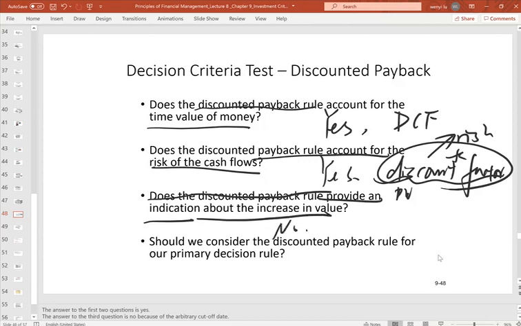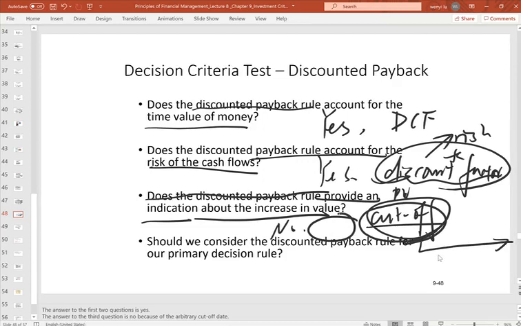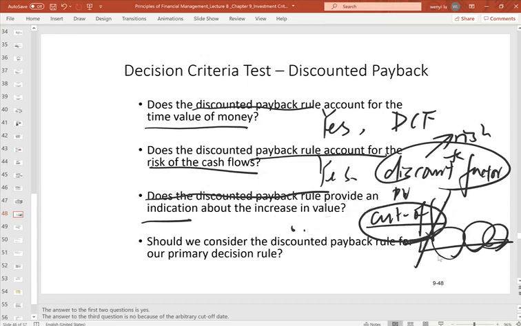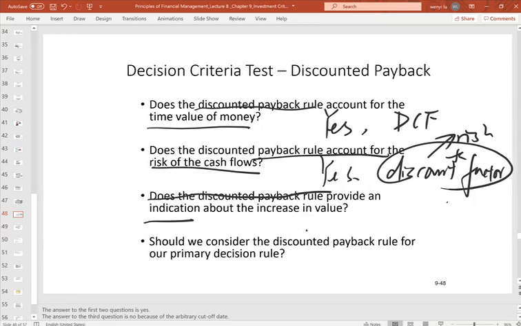No, because we only know what happened before the cutoff point, right? Before we recovered, we totally recovered, we know what's going on. But after the cutoff point, after the recovery time, we don't know what's going on in the future. So even a long-term project may be very good, because it can generate very good cash flows in the long term. But you only pay attention to something before the cutoff. So this does not indicate the increase in value in the long term. So this one's no.